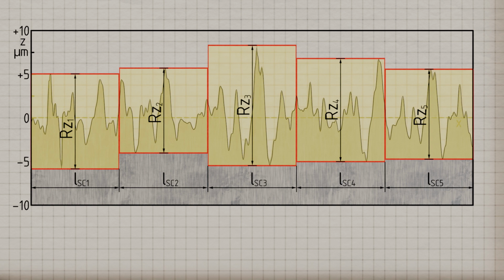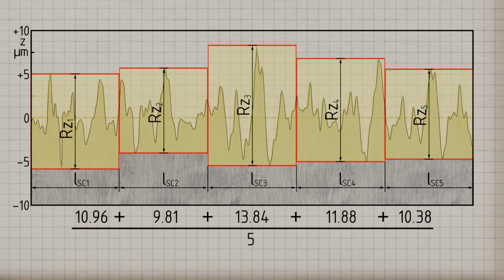For the first section length, for example, a profile height of Rz1 equals 10.96 micrometers is obtained. For the second section length, we get a profile height of Rz2 equals 9.81 micrometers, and for the following section lengths, heights of 13.84, 11.88, and 10.38 micrometers respectively. It should be noted that surface parameters as well as profile heights are always measured and specified in micrometers. After determining these maximum individual profile heights, the average is calculated by first adding them and then dividing by the number of section lengths, which is 5. In this way, we obtain an average maximum profile height of 11.37 micrometers.